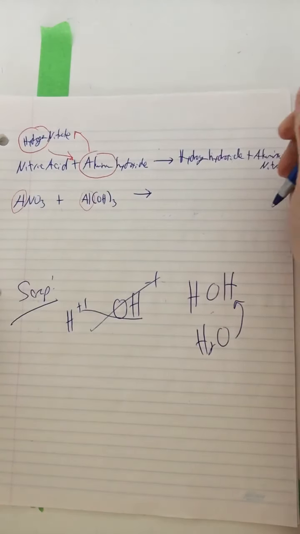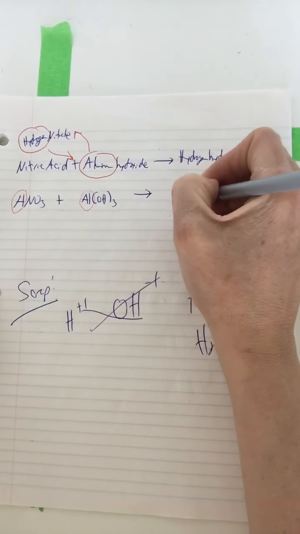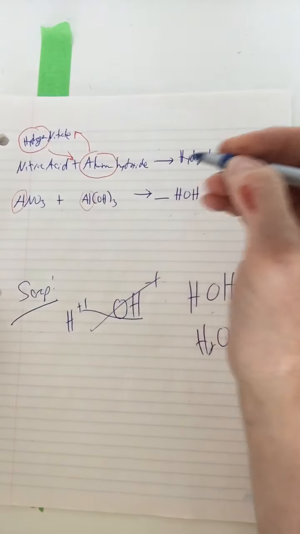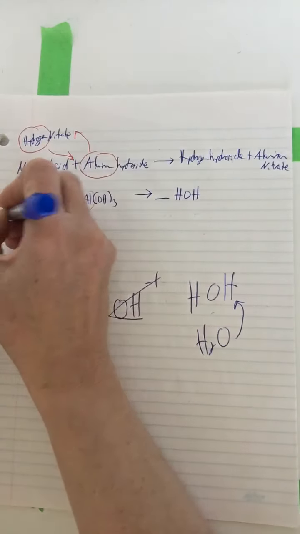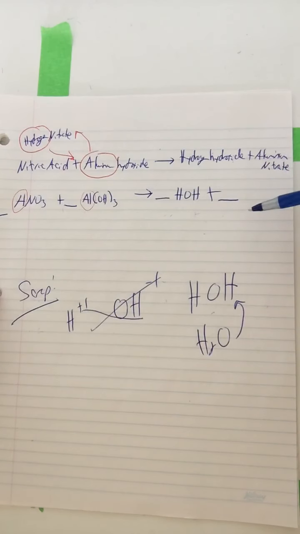The fancy name is hydrogen hydroxide. So we're going to write HOH because I like to write HOH better. But tonight at dinner you could say, hey, can I have some hydrogen hydroxide, please? And people will think, like, what? And you're really just asking for water. So that's kind of funny.